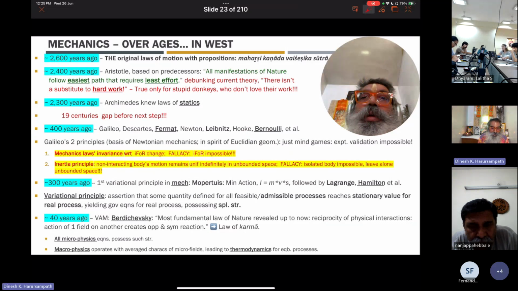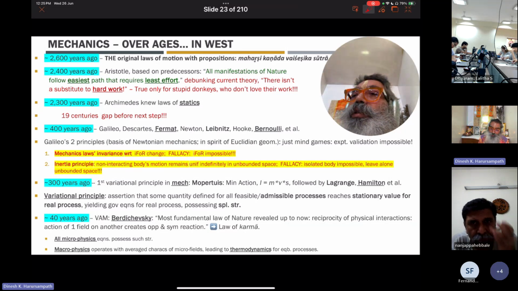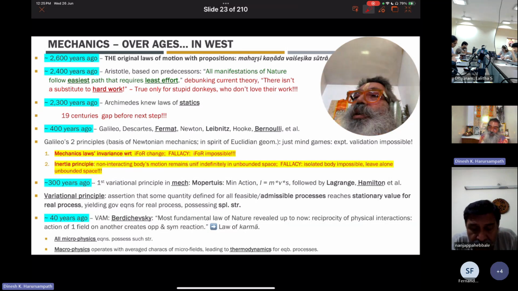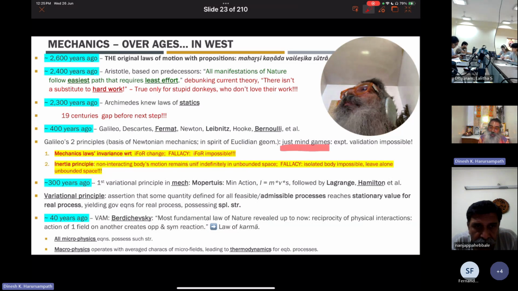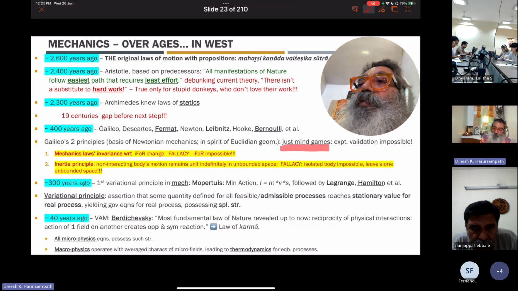Okay. So now let's look at Galileo's two principles. These are the basis for Newtonian mechanics and in the spirit of Euclidean geometry, as I said. But very interestingly, the way most scientists look at it today is that these are just mind games. As of today, if you look at Galileo's two principles without actually going into his shoes or his glasses, so to speak, to understand what he was talking about, then these are just mind games because neither of these two principles can be validated.